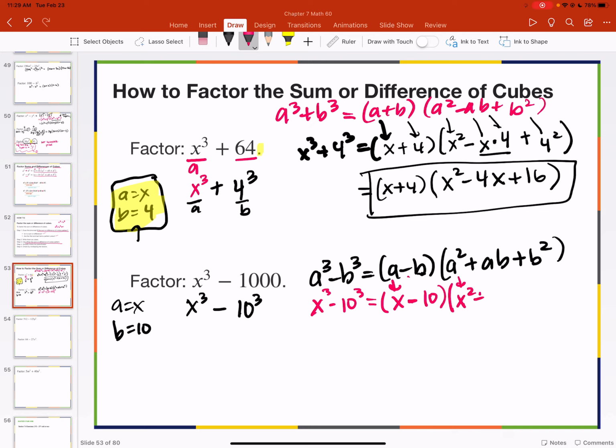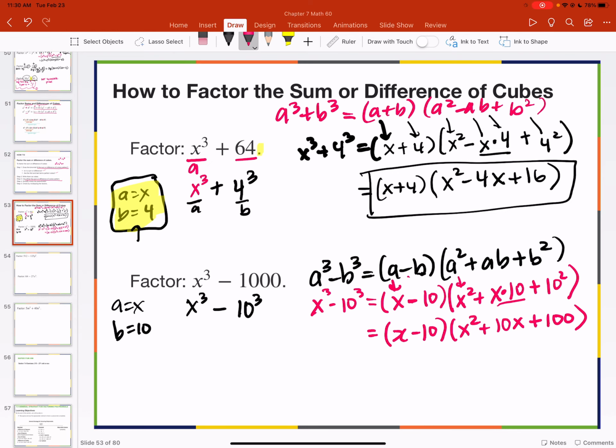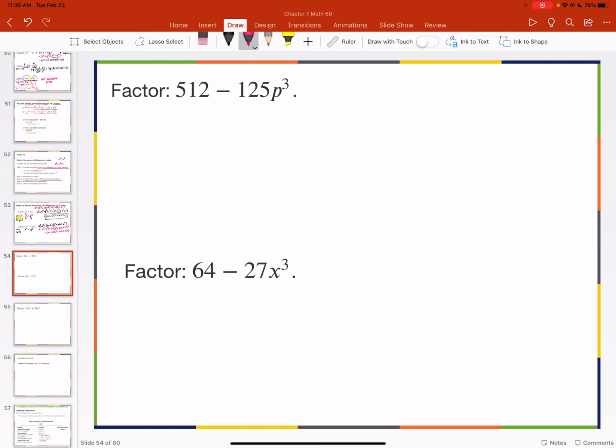X squared plus, so A is x, so that's x times 10, right? And then plus the last one is going to be 10 squared. Okay, fine. So then just cleaning it up, this is going to be x squared plus, and then of course the right way is 10x plus 100. Okay? All right, now let's do some random problems and see if you can identify which ones these are or not.